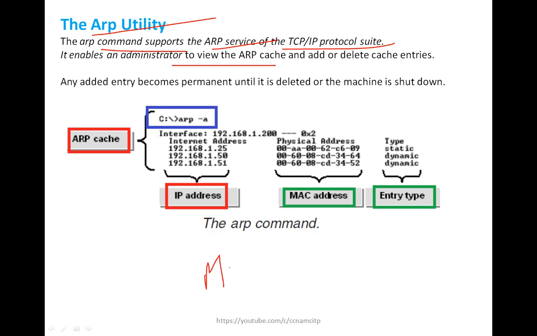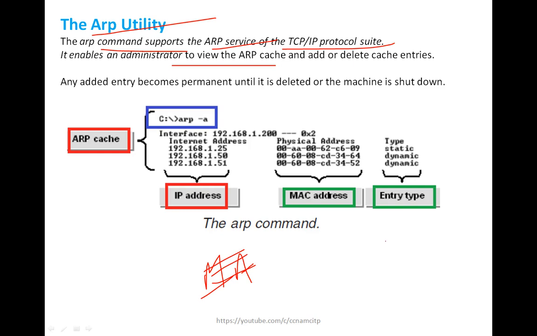If I don't know the MAC address of the system, I can find it with this. So this is the main concept of ARP: IP to MAC. And RARP is MAC to IP address.